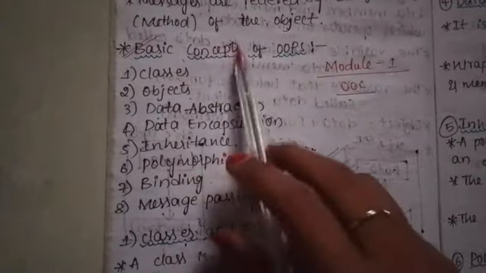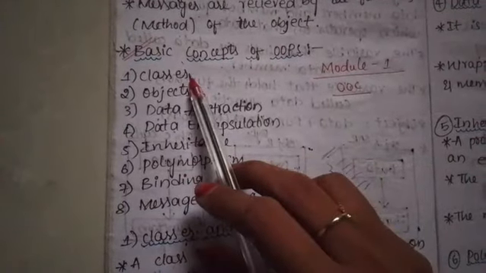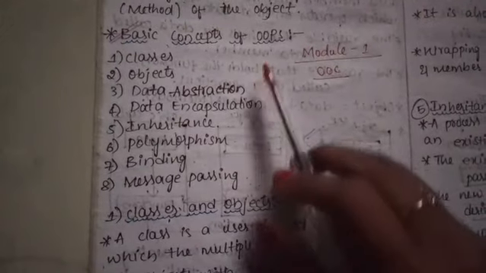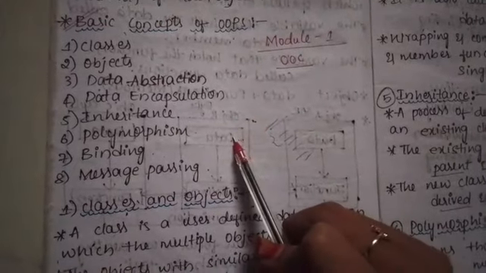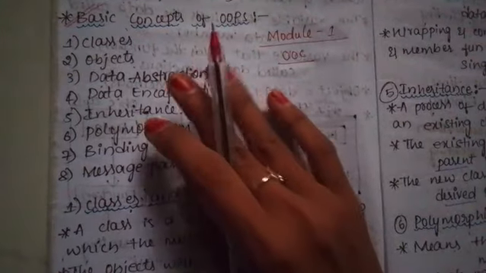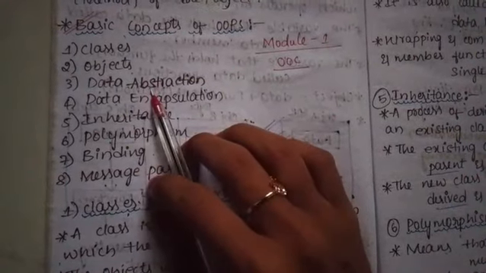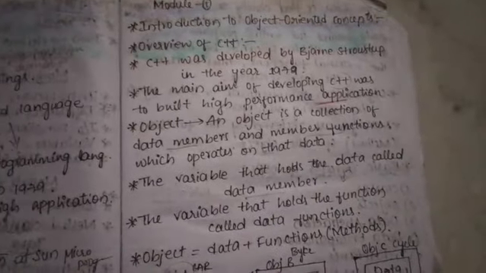The next concept is the basic concepts of OOP, that is classes, objects, data abstraction, encapsulation, inheritance, polymorphism, dynamic binding and message passing. I have explained this in previous videos. You can check out that video on my channel. This is a very important question asked in all the question papers for 6 to 8 marks. If you follow that, you can easily score full marks in that question.